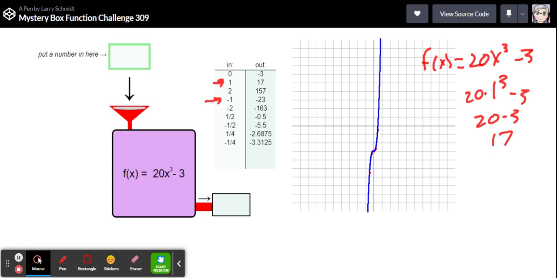We can graph that as well. And there is that typical cubic shape, just really stretched out because of that big multiplier.